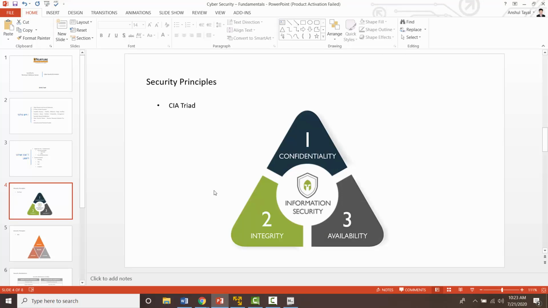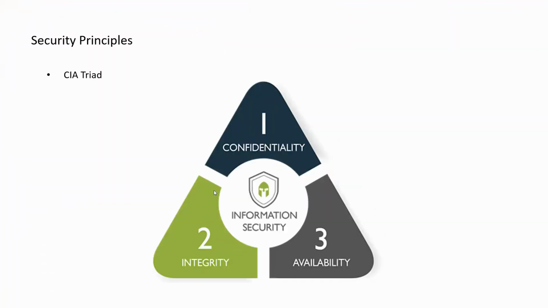Okay, now let's jump to the third concept of the CIA triad, which is availability. Now, what is availability? As per the naming convention, availability means something should be available. Now we are talking about the IT system.